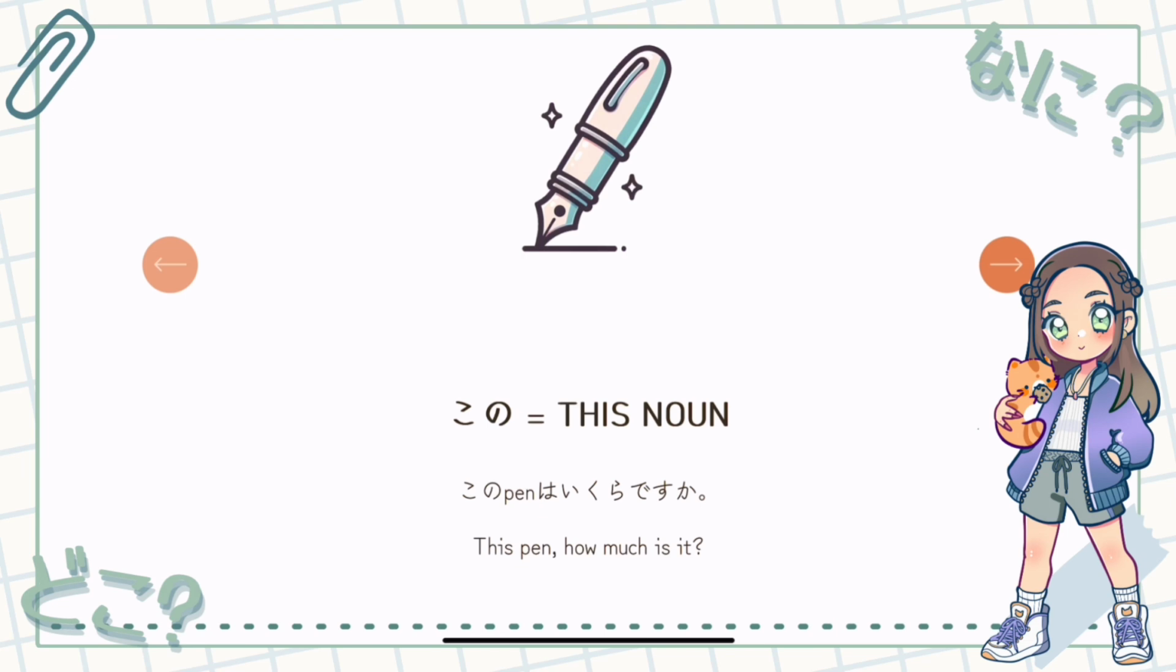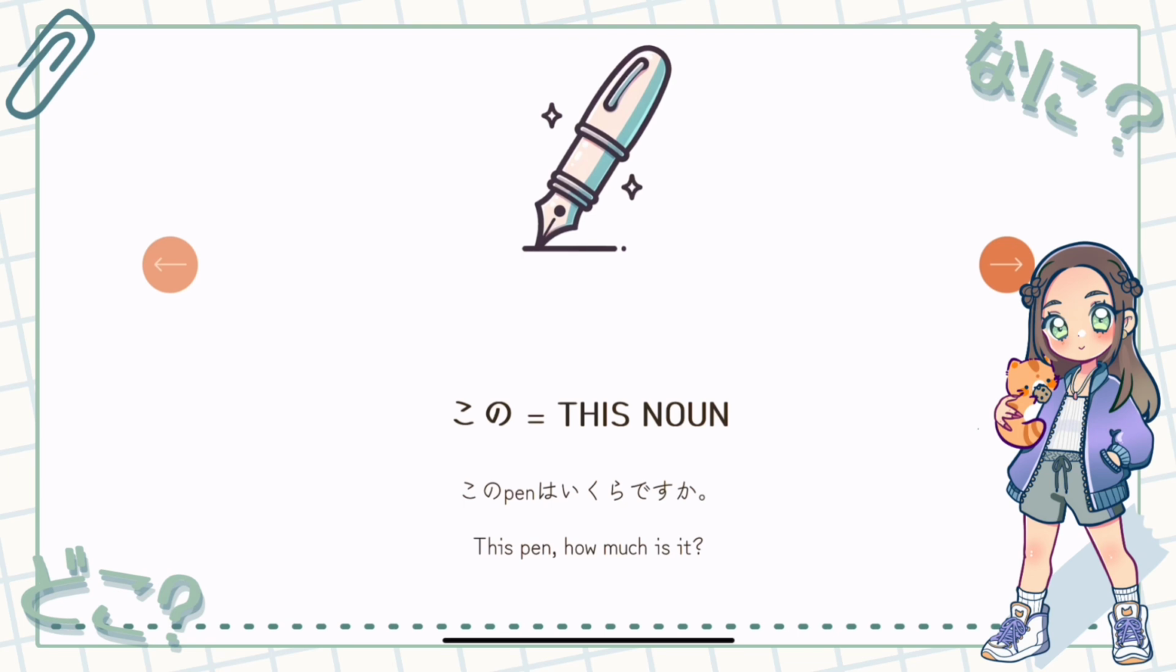Kono equals this noun. Kono pen wa ikura desu ka? How much is this pen? This pen, how much is it? We use kono when we have a noun straight after it. So kore, this thing. You can't say in English, this thing pen is, or something like that. You have to say, this thing is a pen. In Japanese, if you want to say, this pen, we will use kono. Kono pen wa ikura desu ka?